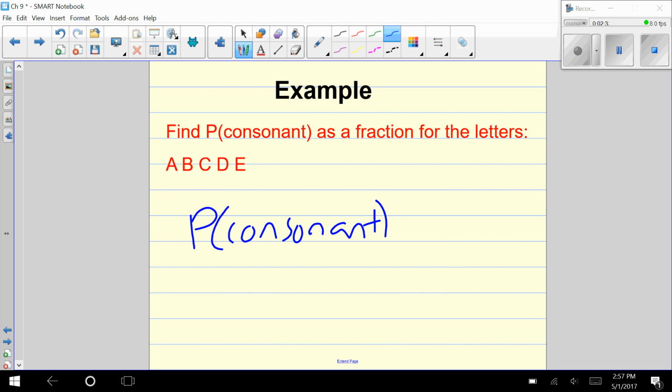Well, the probability of a consonant will be 3 over 5. There are 2 ways we could do this. We could count 1, 2, 3 out of 5 possibilities, or we could say a letter is either a consonant or a vowel. There's nothing else. So we could have done 1 minus the 2/5 probability of getting a vowel.